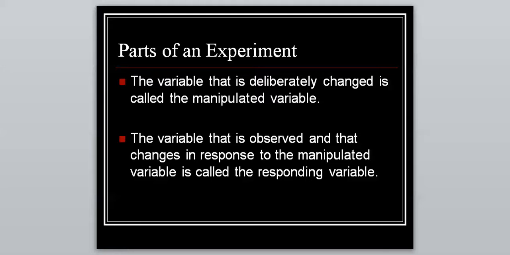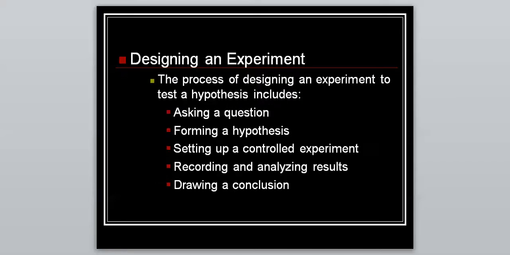As a result of manipulating that variable, there's a variable that is observed and changes in response to the manipulated variable, and that's called the responding variable. When we look at plants, we'll want to see how tall they grow, or how many leaves they produce. Just think of it this way: manipulated is what we're changing, and responding is what we would really be measuring, what we would use our quantitative data to measure. Those are the parts of an experiment.